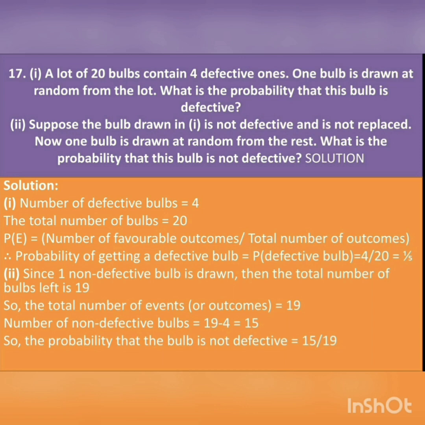Now in the second part, the bulb drawn is not defective. Let it be not defective, and we put it aside. It is not replaced. Then when we take out the second bulb, what is the probability that it will be a not defective bulb? Now, how many bulbs are there in the lot? 19. So its probability will be 15 over 19.